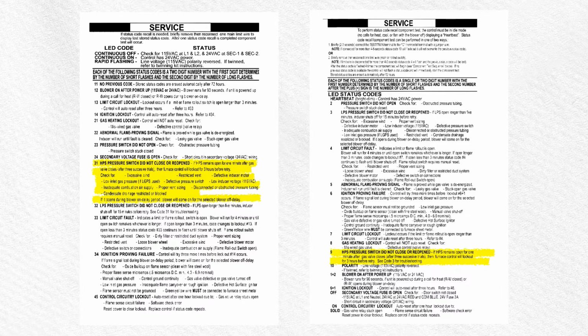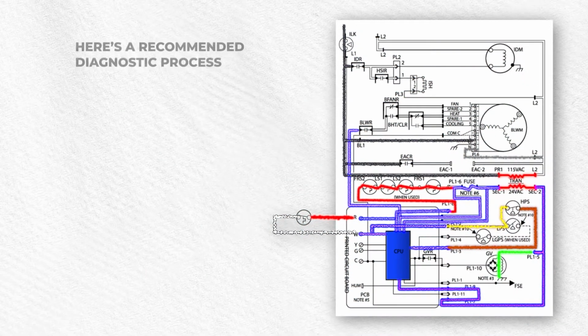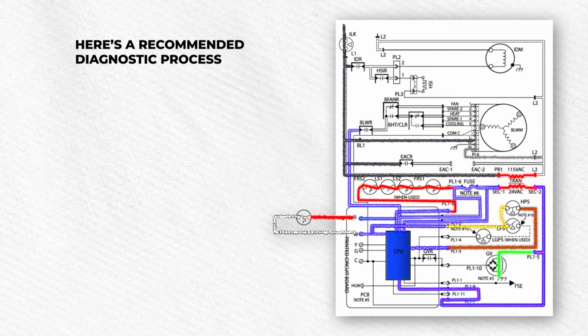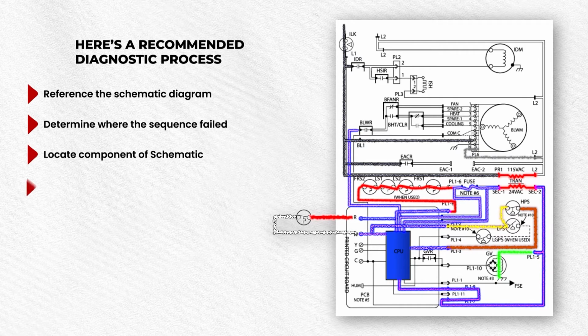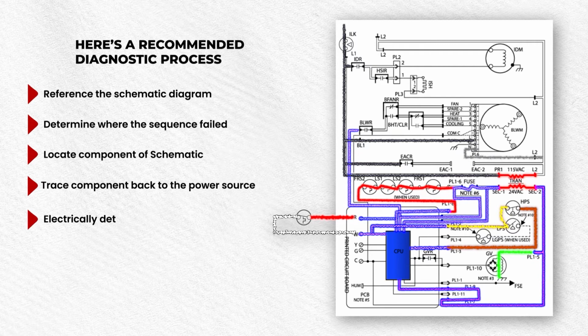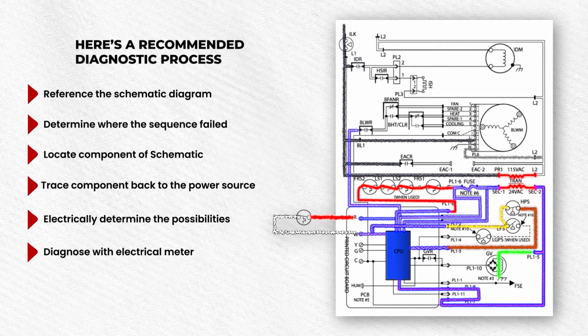A systematic diagnostic approach is essential here. Here's a recommended process. Reference the schematic diagram. Determine where the sequence failed. Locate the component on the schematic. Trace the component back to the power source. Electrically determine the possibilities. Diagnose with an electrical meter.